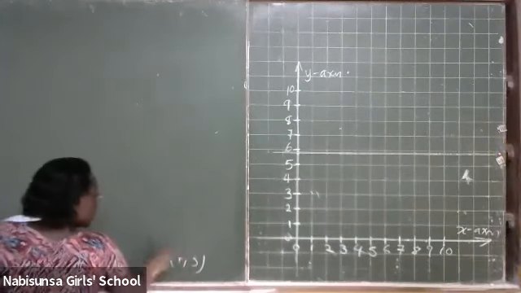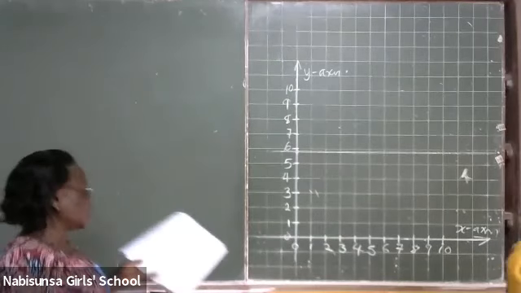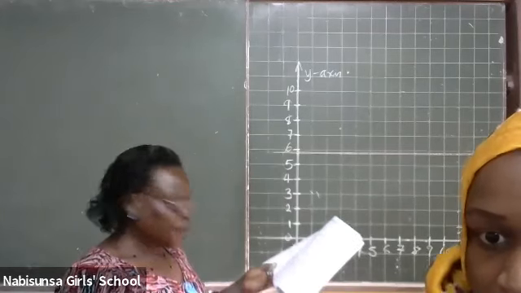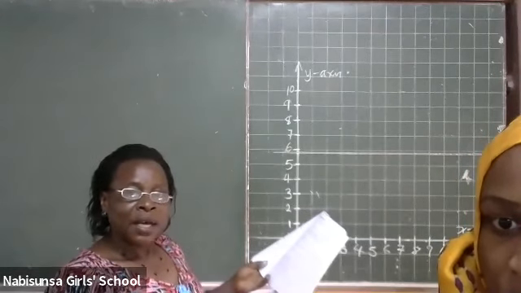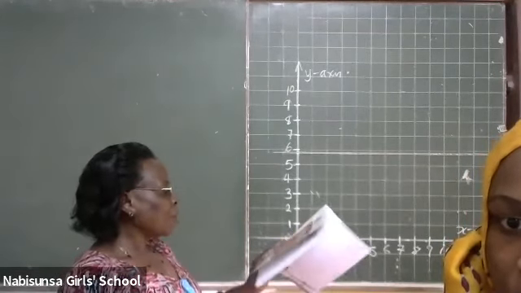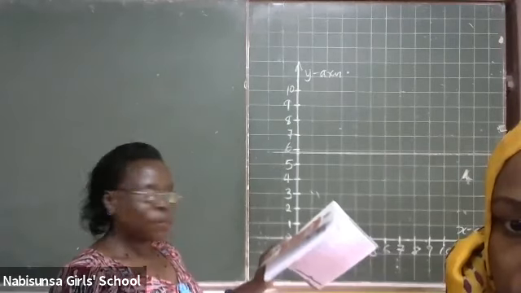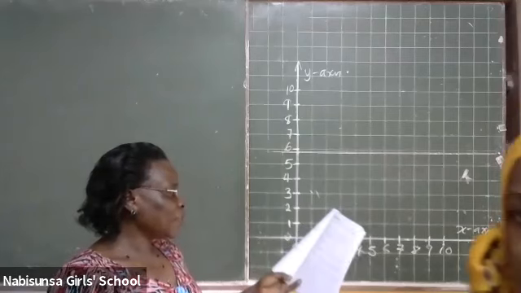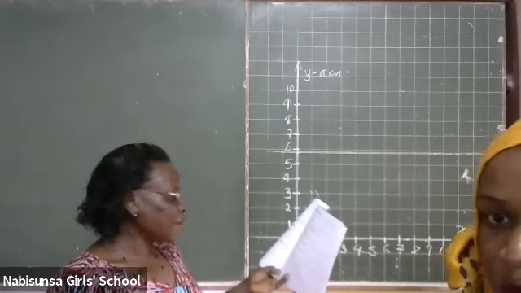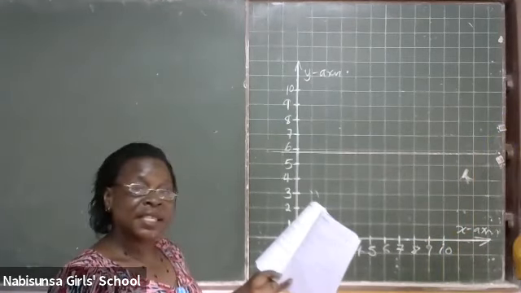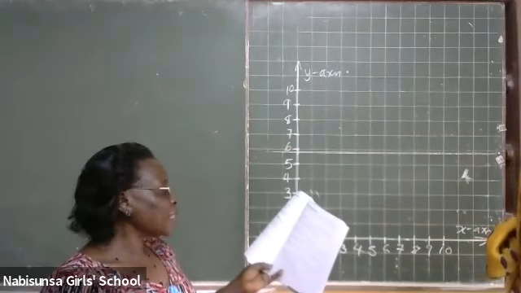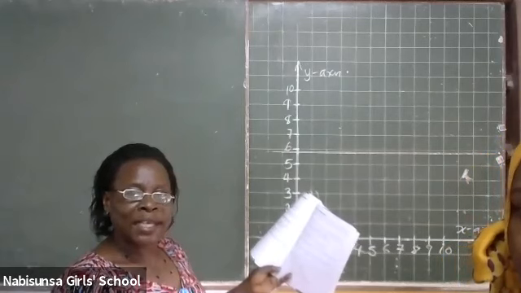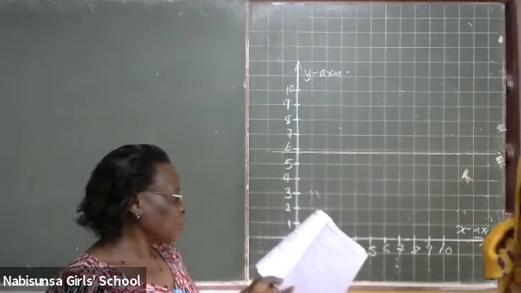Which activity are we doing? Plotting points, exercise number 2, page 25. Are you there on the home study learning booklet? Page number 25, exercise, because there are 2 exercises on the same page, but on the first exercise, we have completed question number 1. We are now on question number 2.